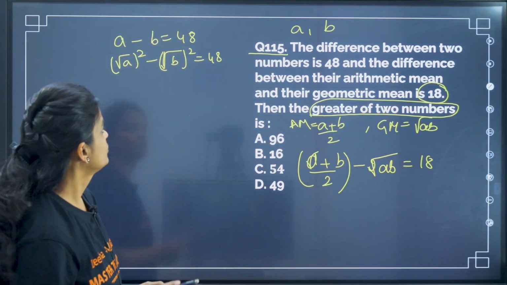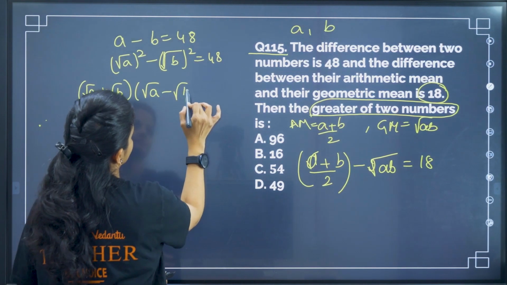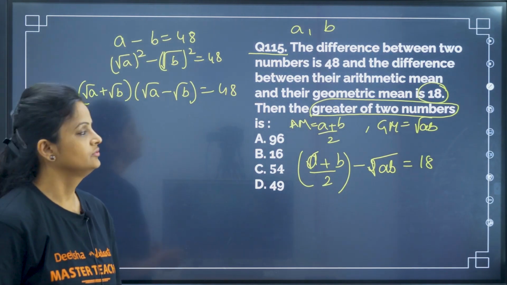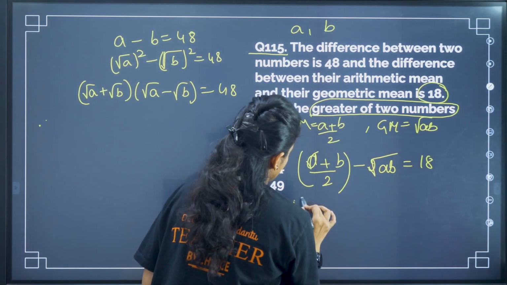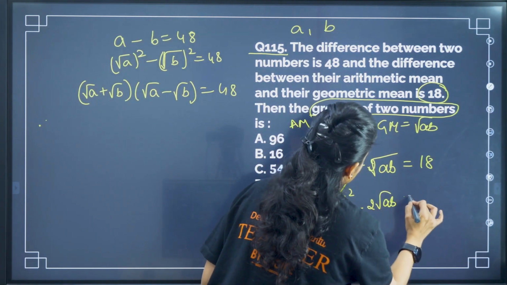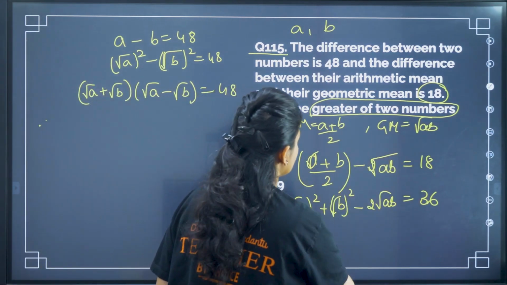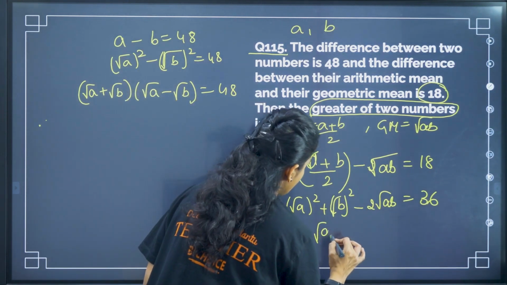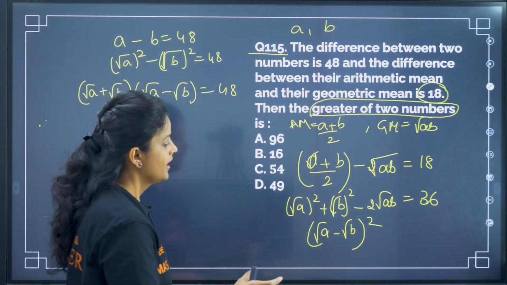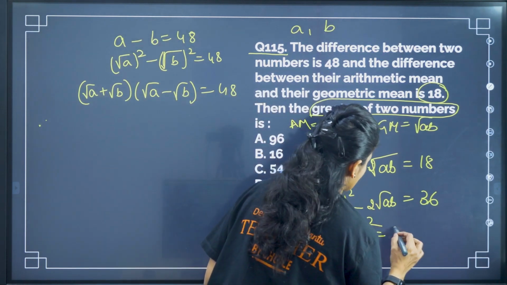A square minus B square is equal to 48. I'll take A plus B and A minus B as 48. Do I know root A plus root B? No. Do I know root A minus root B? No. Okay, let this wait. I'll take this one. From here, I can bring the value. Just you need to simplify this. A plus B by 2 minus root AB is equal to 18. On solving this, I can take it in the form of root A minus root B whole square. Can you see that? A square plus B square minus 2AB formally is there, right? I can bring that as the A minus B whole square form. So it will be root A minus root B whole square, which is equal to 36.